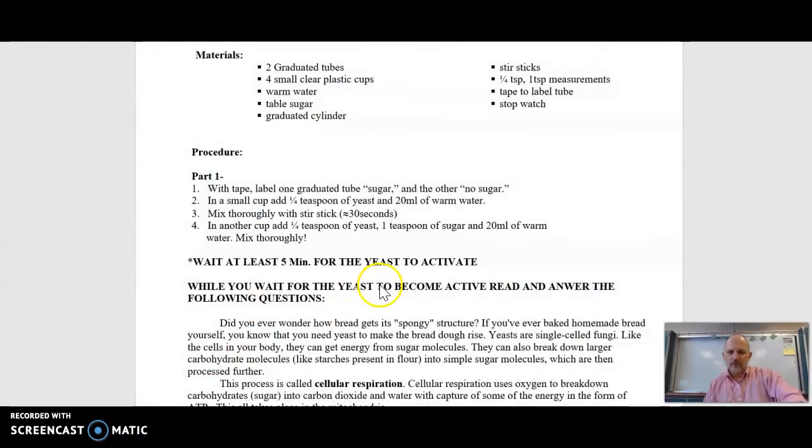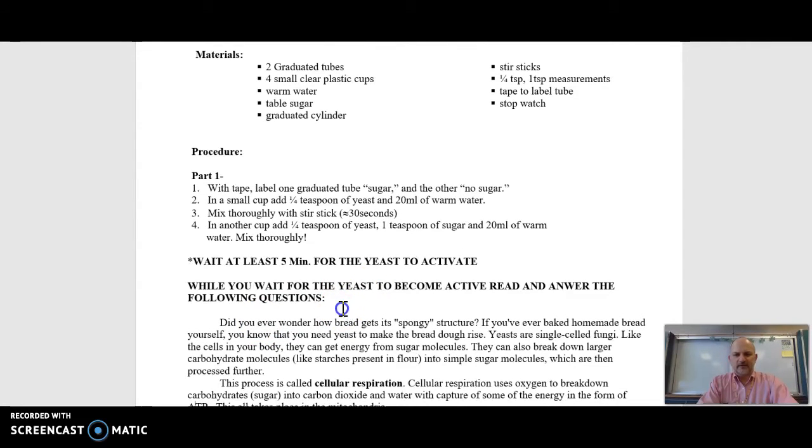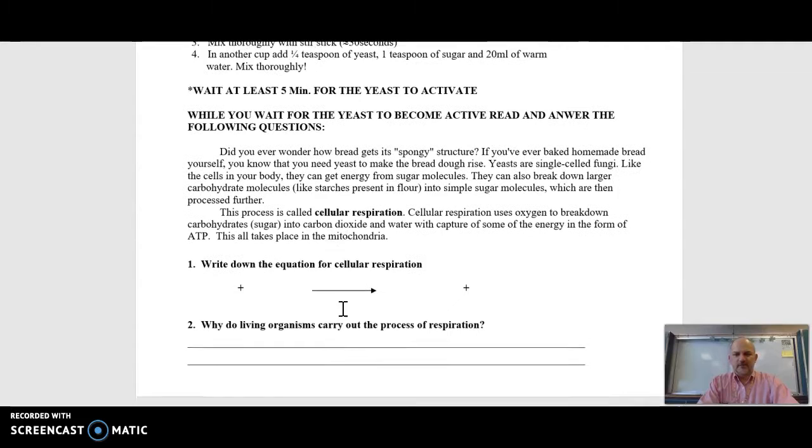What do I have to do after that? It says wait at least 5 minutes for the yeast to activate. So I'm going to wait for that, and then I'll set up the tubes. Okay, it's only been a couple of minutes, but I'm still waiting on the yeast to activate. This is the time for me to then answer these questions. So while we're waiting, read through the handout and answer the questions.